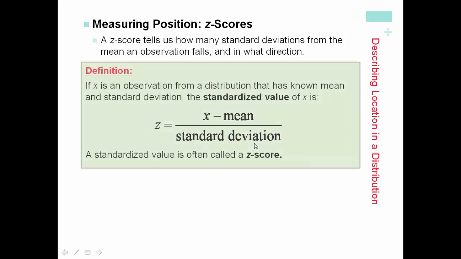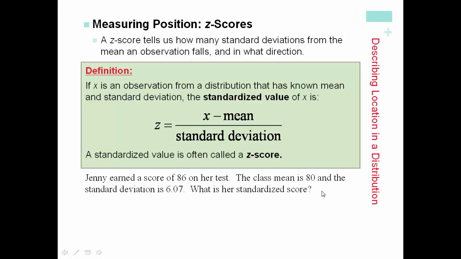A z-score in statistics is very important because it tells us how we can compare different types of distributions. It tells us how many standard deviations from the mean an observation falls and in what direction. To find it, if we take an observation from a distribution that has a known mean and standard deviation, we can find what's called the standardized value of x, which is z equals our observation x minus the mean, divided by the standard deviation. The standardized score is often called a z-score.